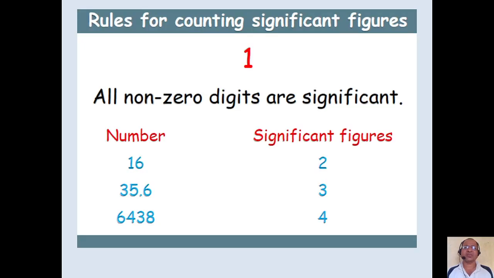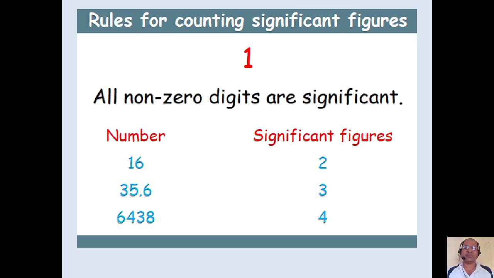Now there are certain rules by which we can count significant figures. The first important rule is that all non-zero digits are significant. We know that there are 10 digits starting from 0 to 9. Out of that, all non-zero digits are significant. Non-zero digits means digits 1, 2, 3, 4, 5, 6, 7, 8, 9. So all these digits are significant. If any number does not contain 0, with decimal or without decimal, then we should count all the digits.